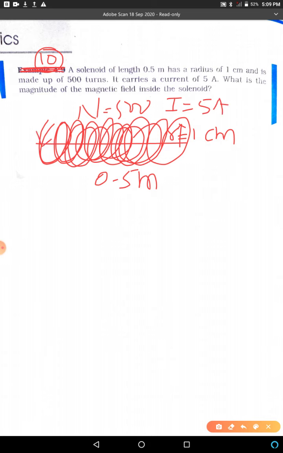There is 5 ampere current flowing. What is the magnitude of the magnetic field inside the solenoid? So what is the magnetic field on the axis inside the solenoid? That is the simple question. This is problem number 10.